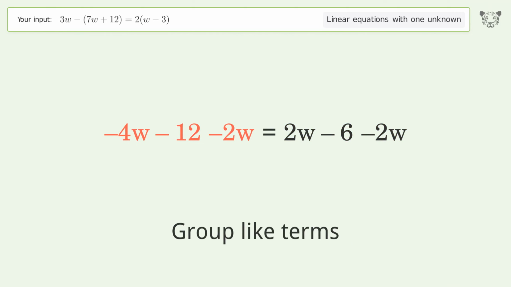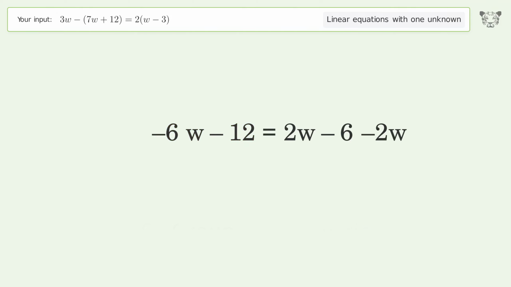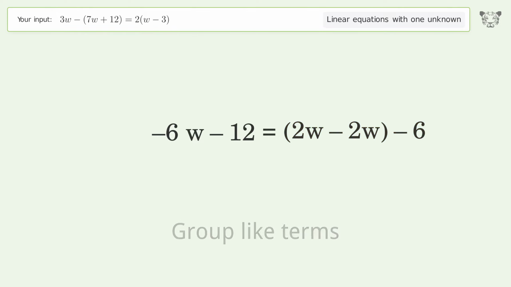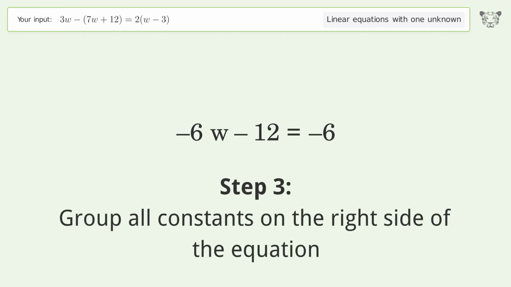Group like terms. Simplify the arithmetic. Group like terms. Simplify the arithmetic. Group all constants on the right side of the equation.